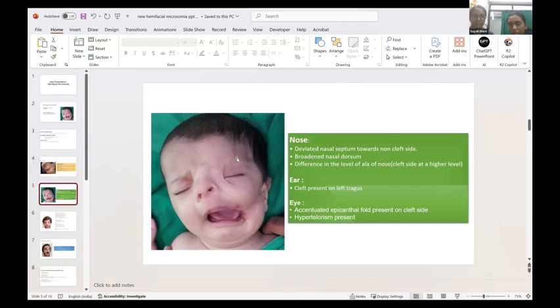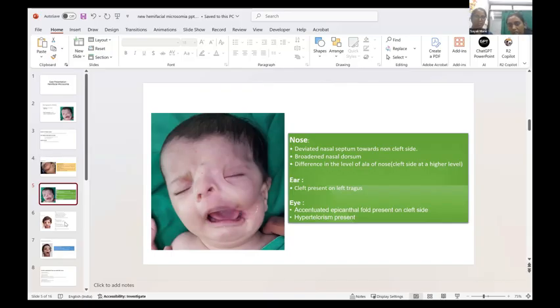There's a nasal asymmetry. There's a deviated nasal septum towards the non-cleft side. There's a broadened nasal dorsum. There is a difference in the level of the ala of the nose; the cleft side is quite higher than the non-cleft side. On the ear, there is a cleft present on the left tragus. There's an accentuated epicanthal fold present on the cleft side, and hypertelorism is present.